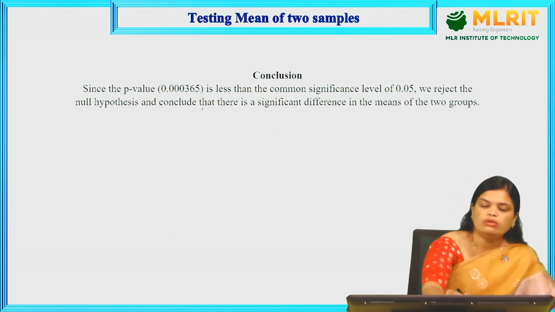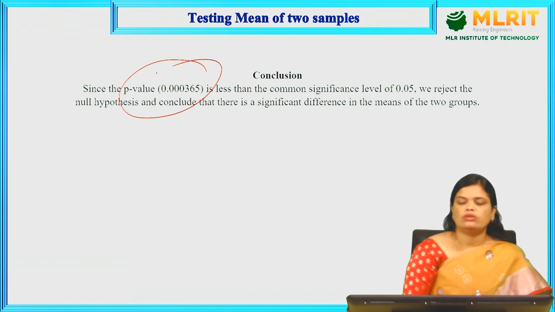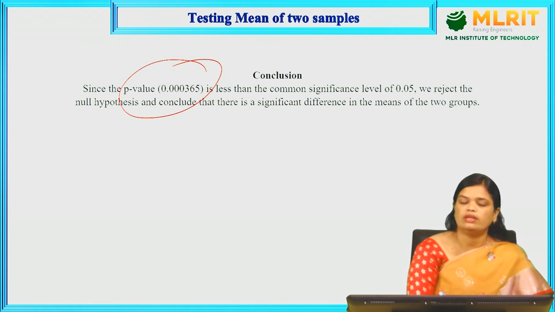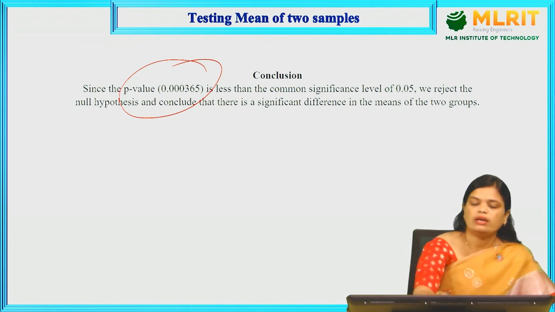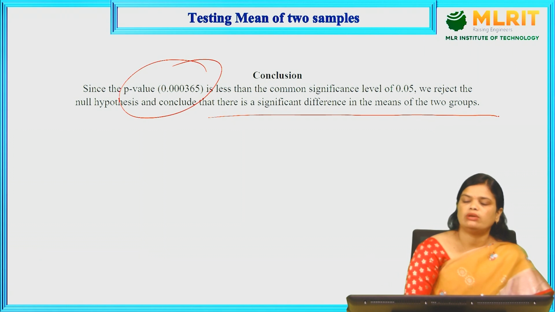And look at the conclusion. As the p-value 0.000365 is less than the common significance level of 0.05, we reject the null hypothesis and conclude there is a significant difference in the mean of two groups.